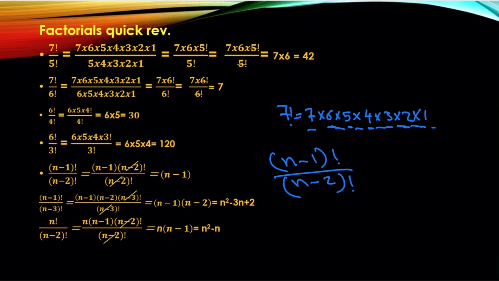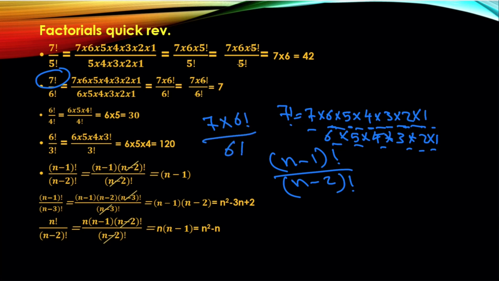So when I have 7 factorial, I expand it, and 6 factorial is 6 times 5 times 4 times 3 times 2 times 1. Every time also I'm reducing 1, and it will cancel each other. So I want to reach 7 times 6 factorial, and here 6 factorial, so it will cancel each other.